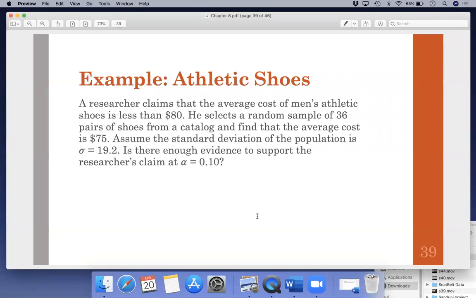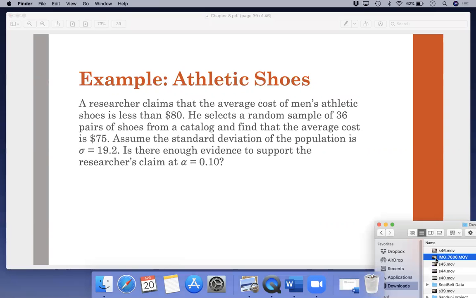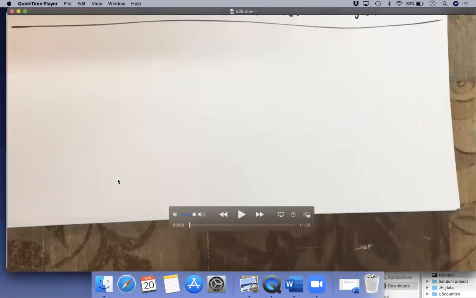Then the next slide is slide number 39. We have two examples. I will tell you how to do these examples, then you can understand how to claim a mu. The first example is athletic shoes, page number 39.